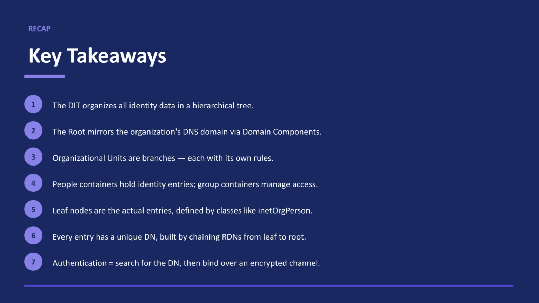Built from chained relative distinguished names, authentication uses a two-step process, a search to resolve the DN, followed by a bind request over an encrypted channel.